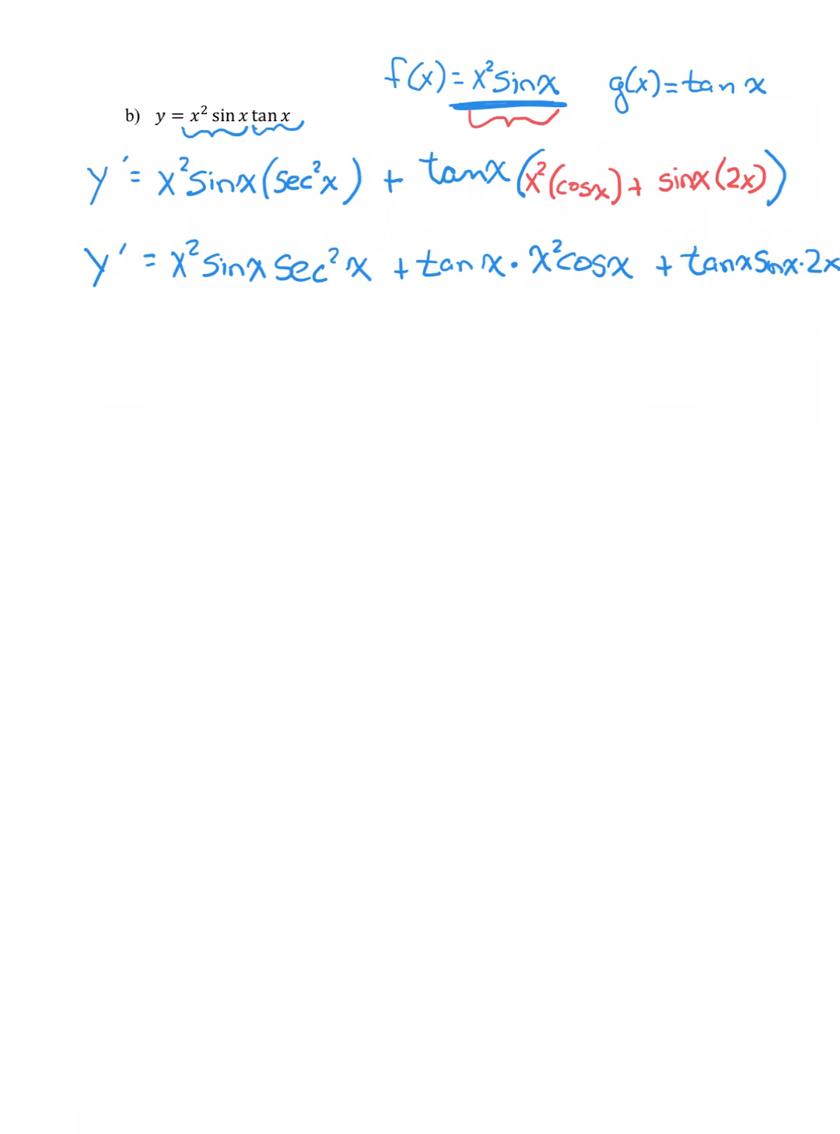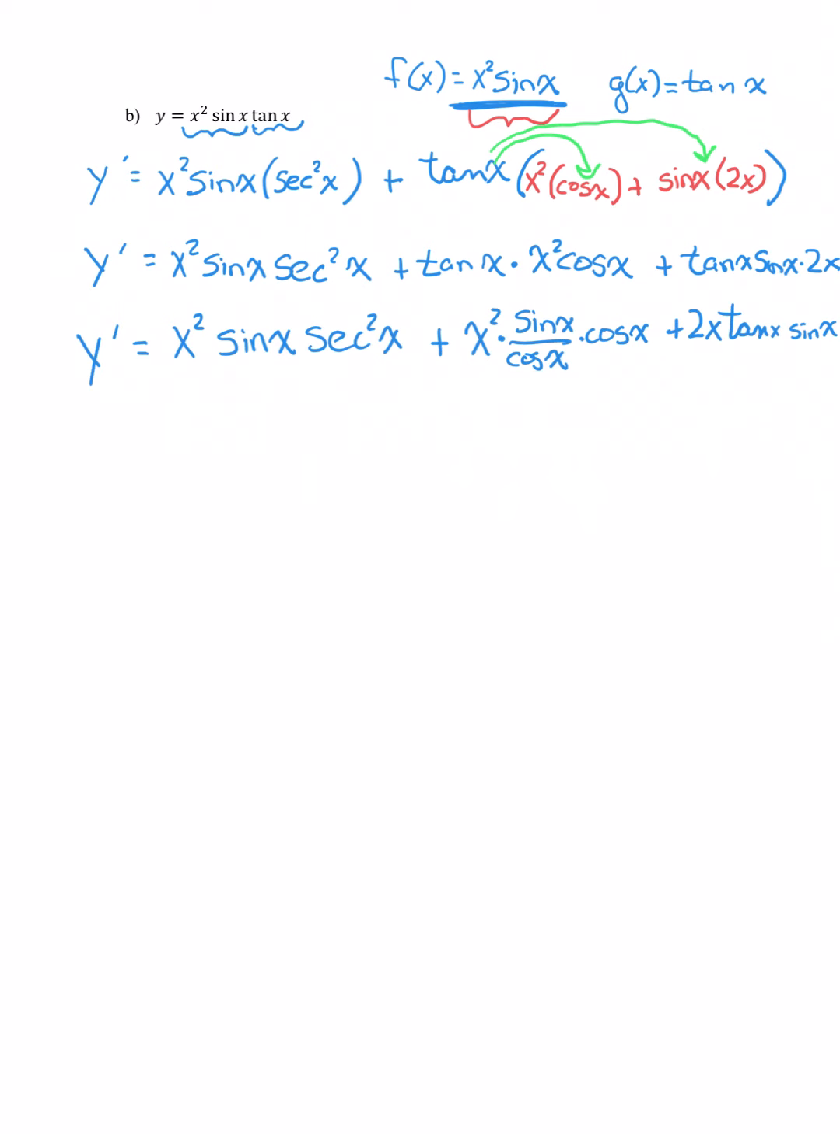Then we get to this step. Mostly all I did here was distribute the tangent to both of these terms here. And here is our next step. Please notice these are just the same right here. I pulled the x squared to the front of this problem, and tangent I rewrote as sine over cosine. Then for this last part right here, all I did was bring the 2x out in front.